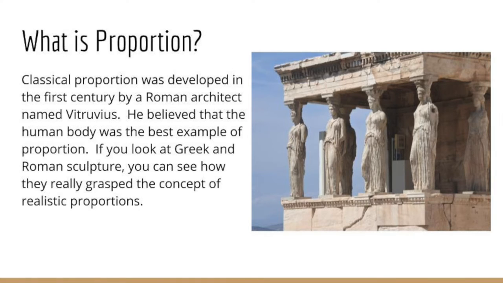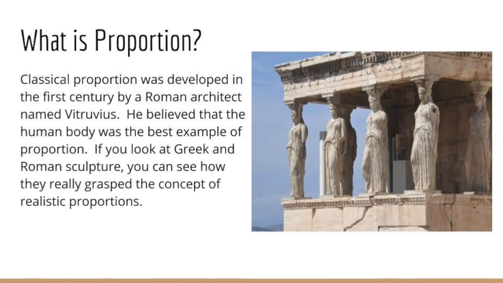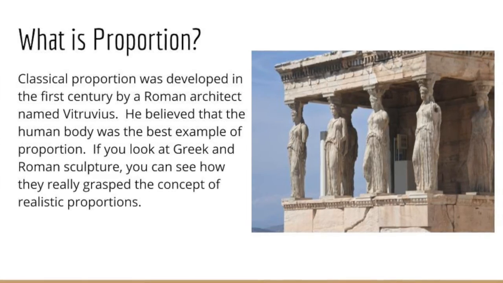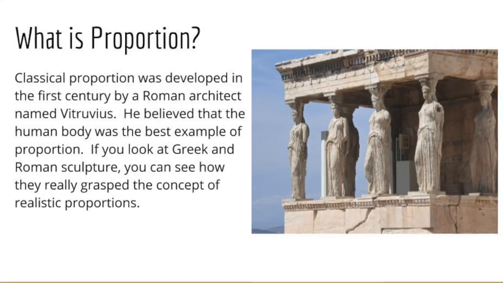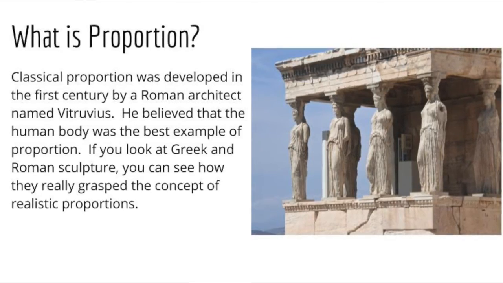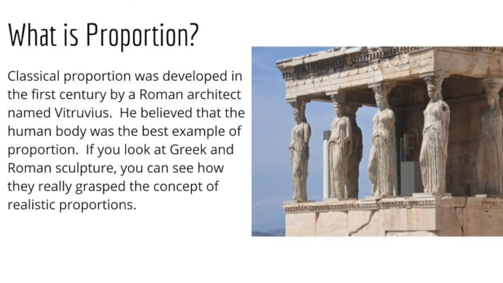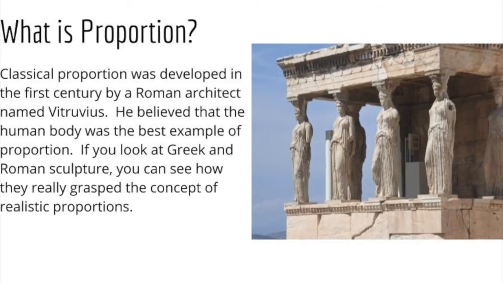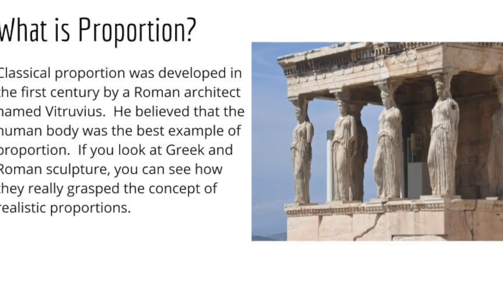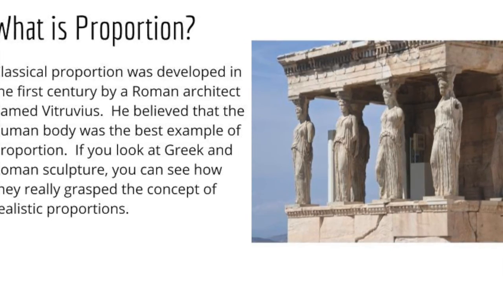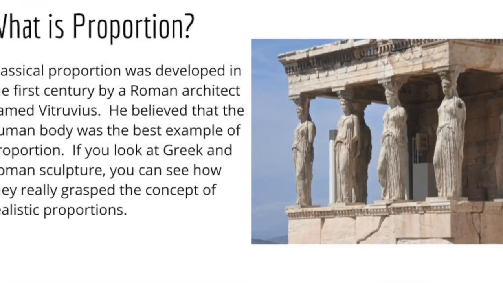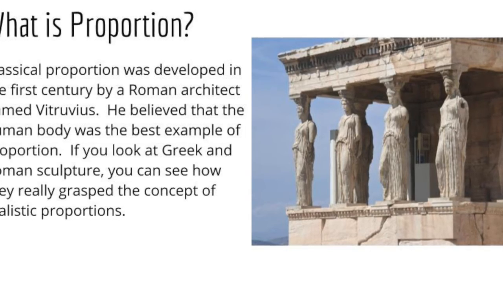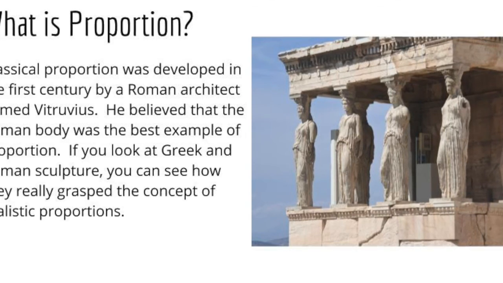Classical proportion was developed in the 1st century by a Roman architect named Vitruvius. He believed that the human body was the best example of proportion. If you look at Greek and Roman sculpture, you can see how they really grasp the concept of realistic proportions. They also use the same measurements that we would use for measuring out how to draw a body. They would use the same concept, which was considered the golden number in a lot of their architectural work as well.